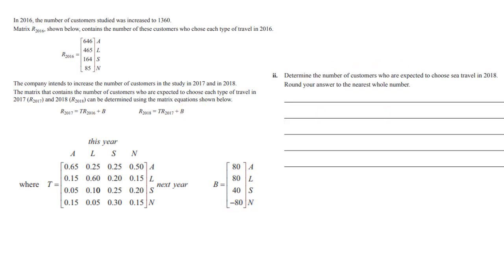Okay, continuing with this question, it's part E II. They say that we want to find the number of customers who choose sea travel in 2018, and it says don't forget to round your answer to the nearest whole number because you can't have part of a person. So all you've got to do is use this formula to find 2017, and then because this is a recurrence relation, use that to find this. So you've got to just do step 1, step 2. So this is step 1, this is step 2.